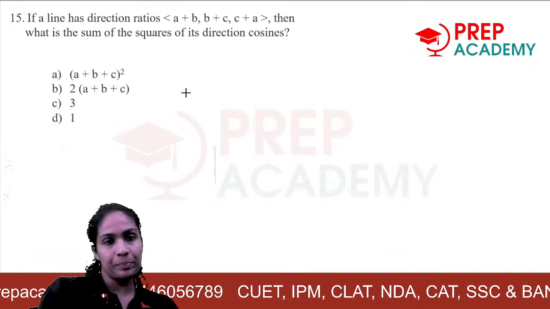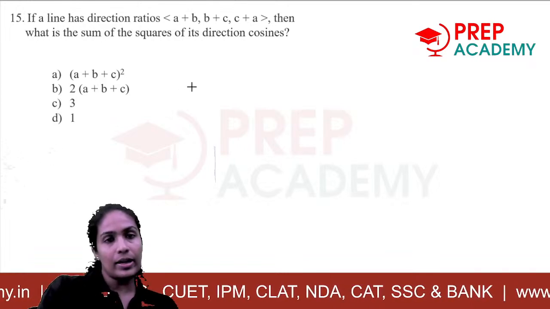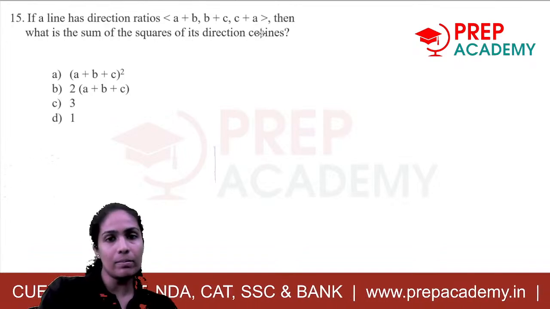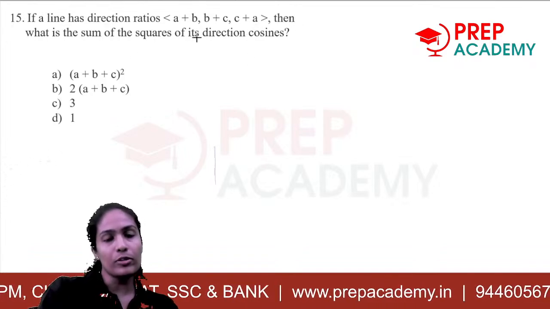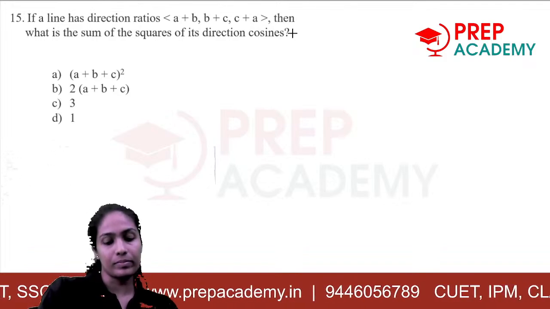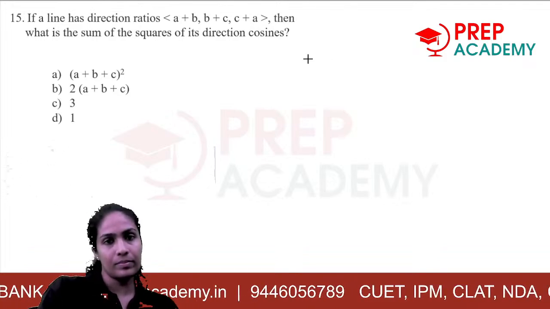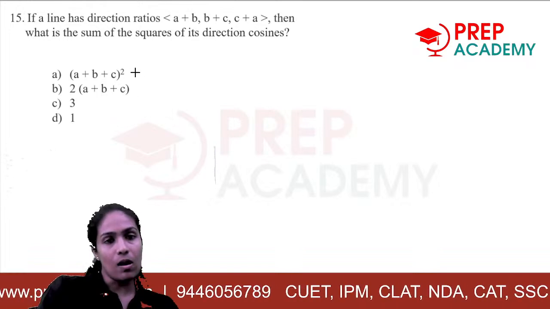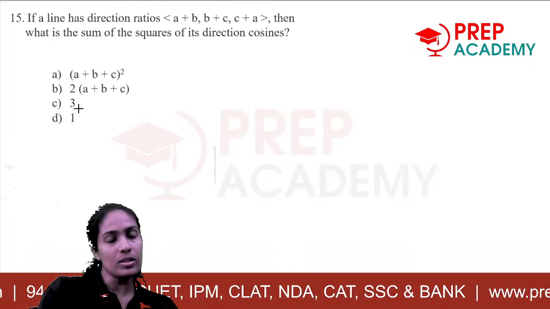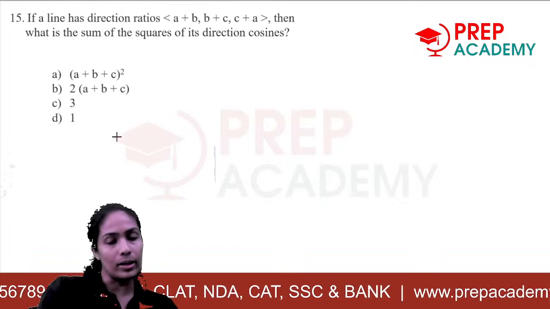Next question. The line has direction ratios A plus B, B plus C, and C plus A. Then what is the sum of the squares of its direction cosines? Option A, A plus B plus C the whole square. Option B, 2 into A plus B plus C. Option C, 3. And option D, 1.